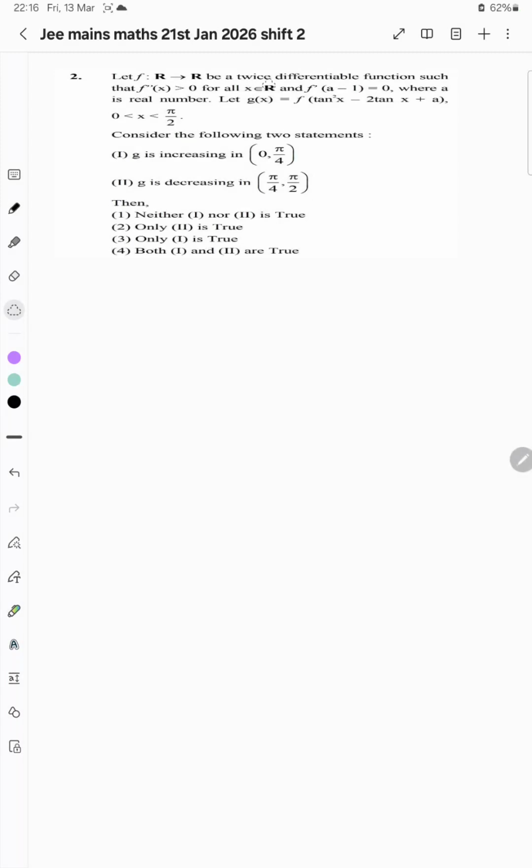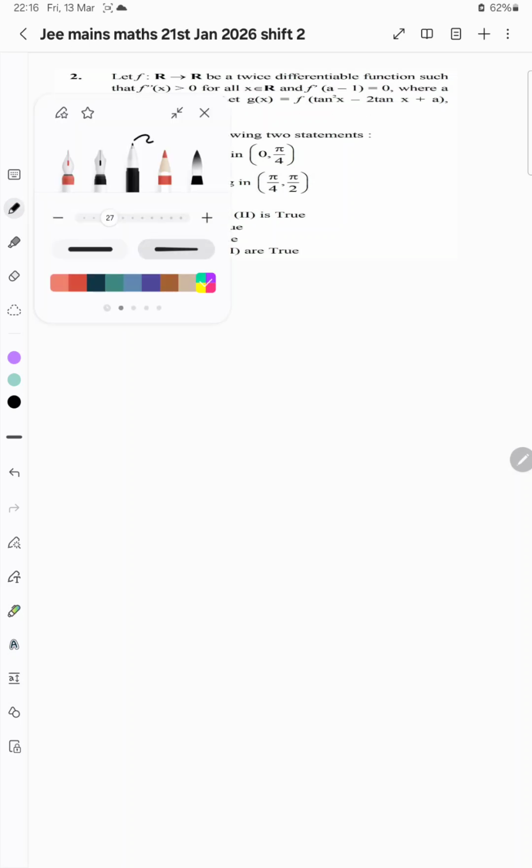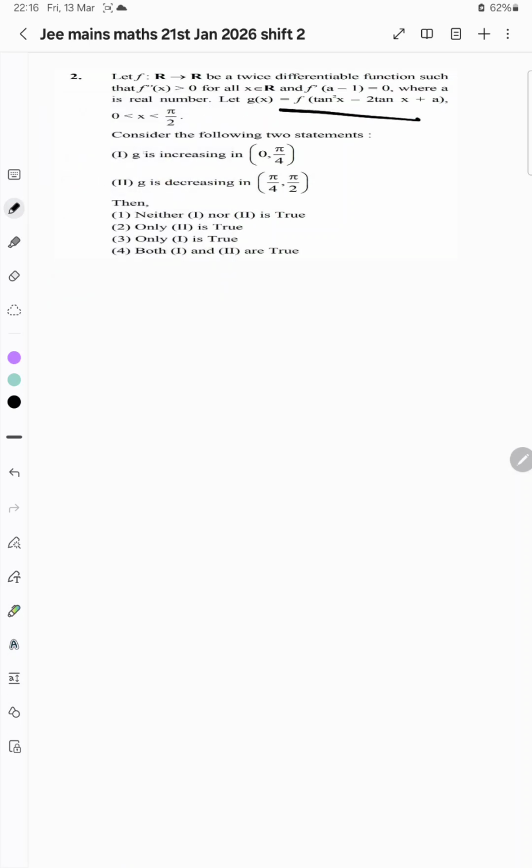Let f from R to R be a twice differentiable function such that f double dash of x is positive for all x belongs to R, and f dash of a minus 1 is 0, also they mentioned. And g of x function also they gave. Consider the following two statements. So, which is true, we are going to check it.